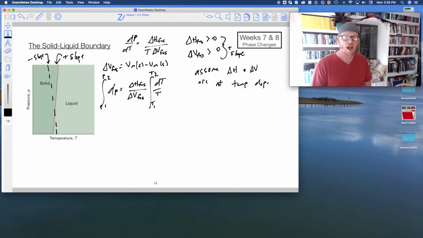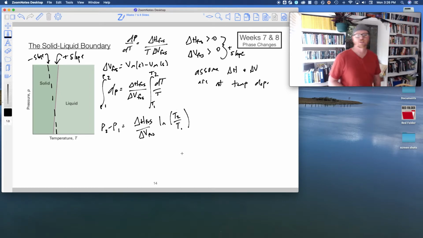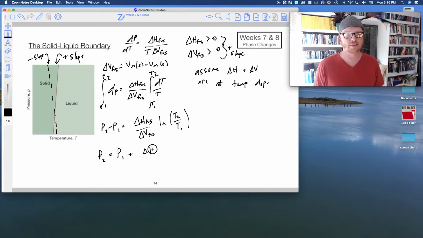Okay? So now, when I integrate this, what I get here is P2 minus P1 for this, right? And then over here, I get delta H fusion divided by delta V fusion. And you recognize that's going to be a natural log of T2 over T1. Okay? And of course, to make this a useful equation, really it's going to be P2 equals P1 plus delta H of fusion divided by delta V of fusion times natural log of T2 over T1.